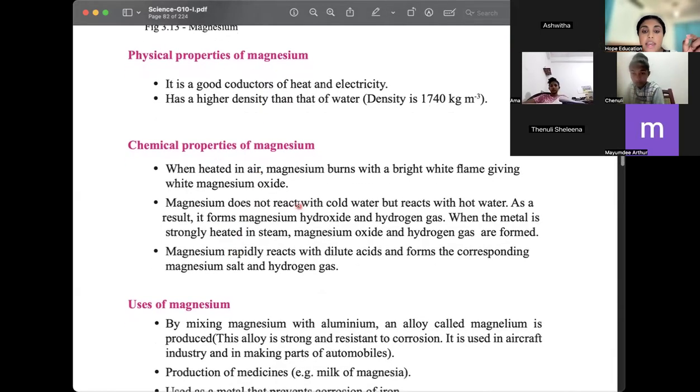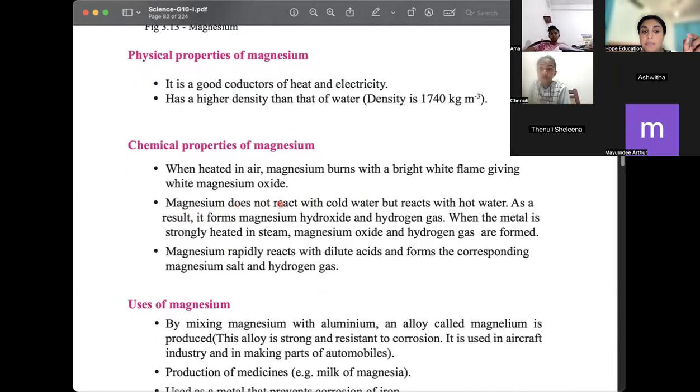Right? Then another thing is that magnesium does not react with cold water. So let's say you put a piece of magnesium into cold water, it will not react. But if you put a piece of magnesium into hot water, it will react. And if you make magnesium react with steam, which is the gas form of water, right? It will again react. Then also magnesium will react with dilute acids. So let me show you a video.